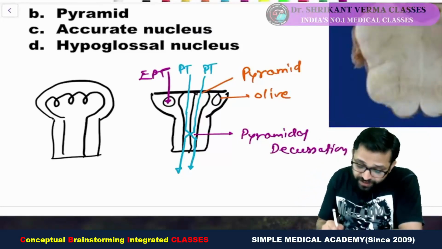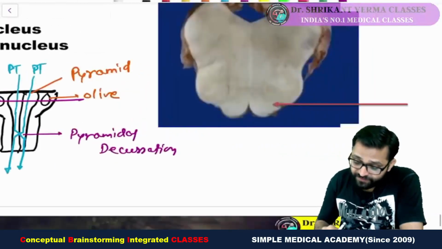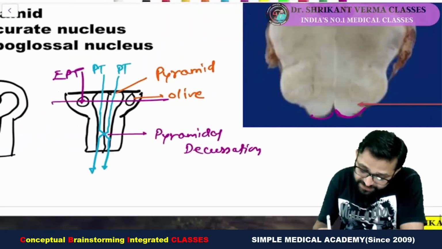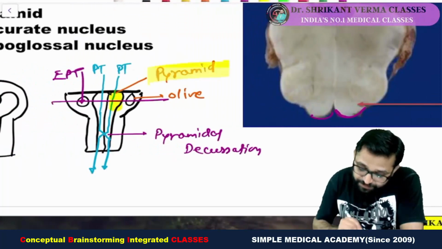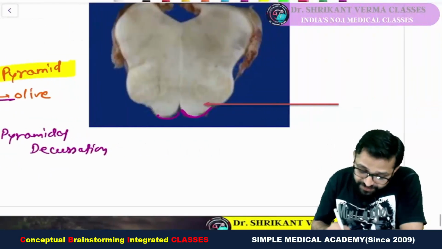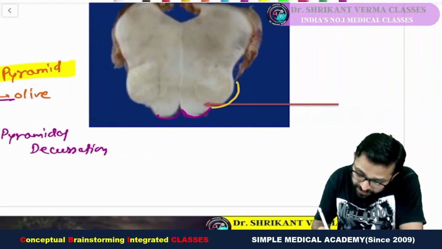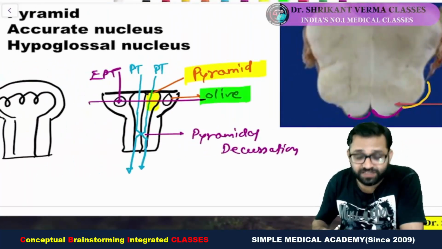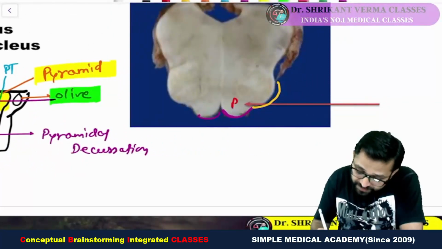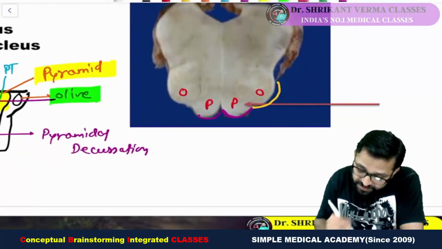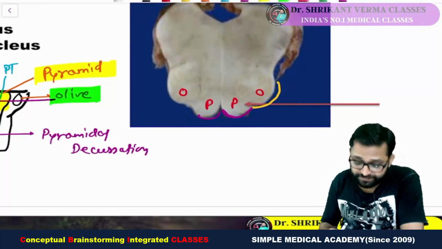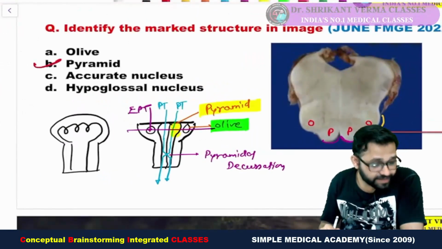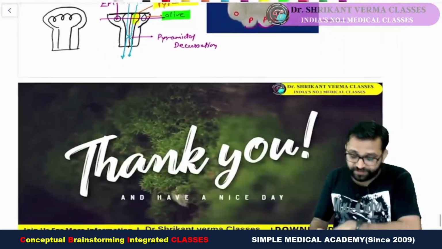Fine. So when you are cutting, then definitely the central elevation is the pyramid, and lateral to this pyramid, can you see the another elevation? Yes, the lateral elevation is the olive. So definitely this is pyramid and this is olive. Fine. So remember, this was our B. Getting the point, everybody? So these are our different things.